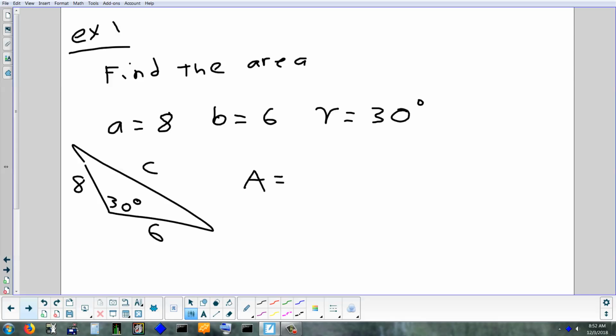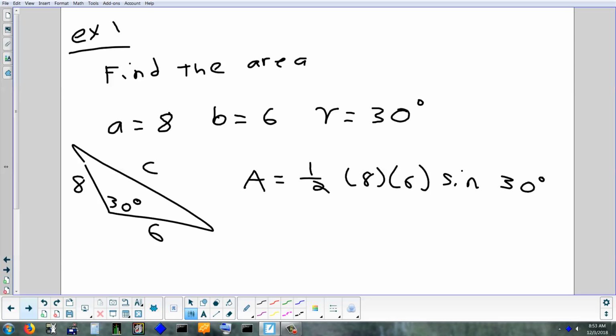Okay, you don't have to give me the answer yet, but Derek, can you just tell me what the formula would be that I would type into my calculator? 1/2. Christian? Would it be 1/2 8 times 6? Keep going. And then instead of h, it would be the sine of gamma, which in this case would be sine 30. Yep, so it's 1/2 the product of the two sides times the sine of the angle between them.